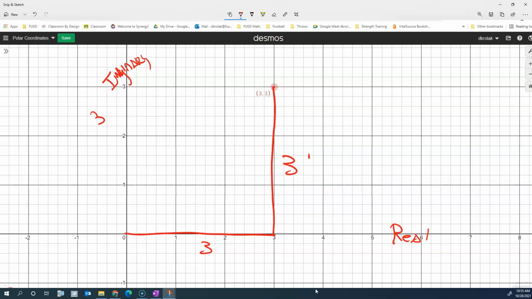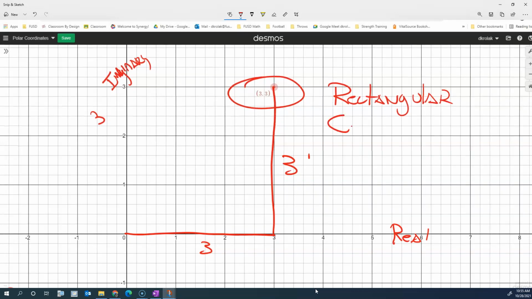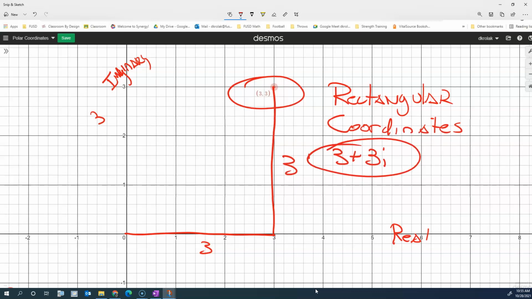So what we just did is using rectangular coordinates. If I said, plot 3 plus 3i, everyone would plot the point 3, 3. That's using rectangular coordinates to describe a complex number. Now here's the other way of doing it. So eyes up front. Watch.